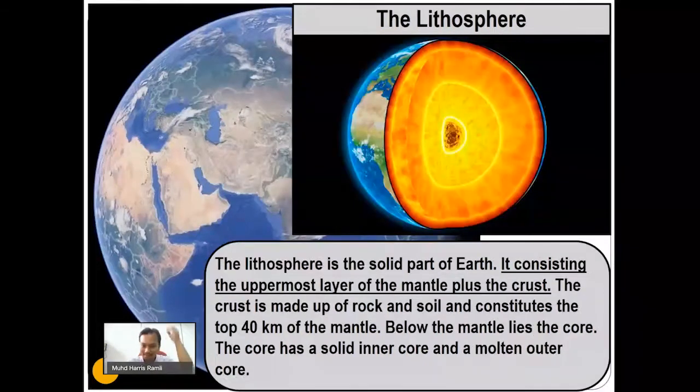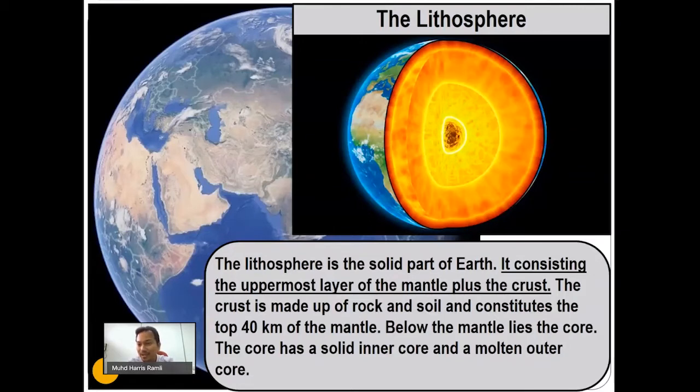The next one is the lithosphere. The lithosphere is the solid part of Earth. It consists of the uppermost layer of the mantle plus the crust. The crust is where we are right now. The crust is made out of rocks and soil and constitutes the top 40 kilometers. If you have many layers of Earth, the top part is where we are now, and this is the crust.